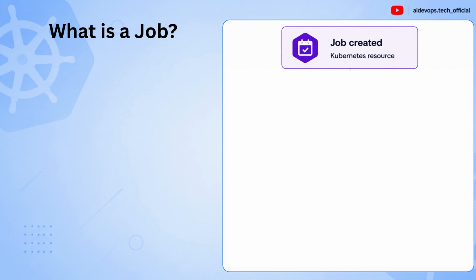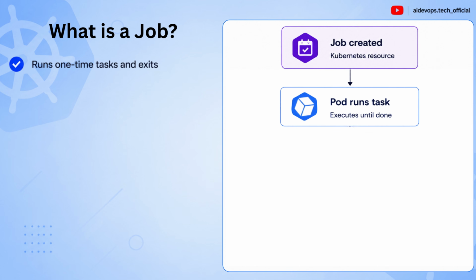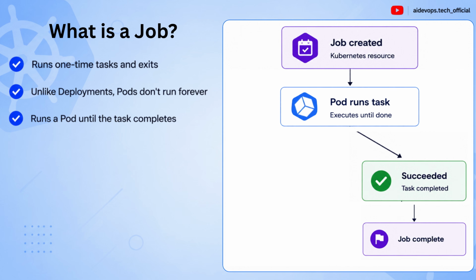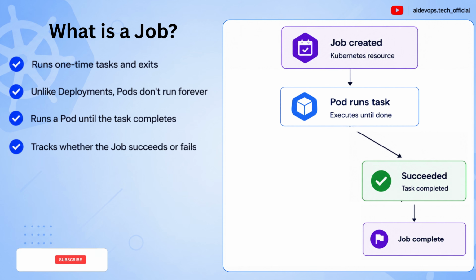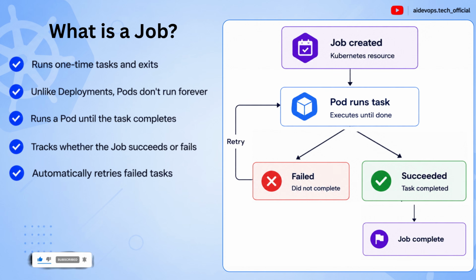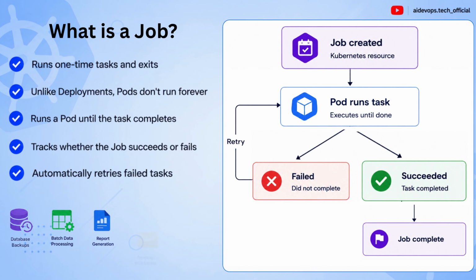A Job is the Kubernetes workload that is used to run a task that needs to complete and then stop. So unlike a Deployment, where pods are meant to keep running continuously, a Job runs a pod until it finishes successfully. It also tracks whether the task succeeded or failed, and it retries automatically if the task failed. Examples include database backup, batch data processing, report generation, sending a bulk email, and one-time database migration.